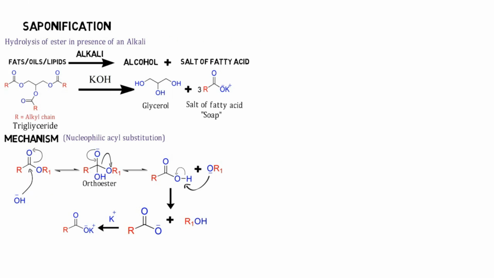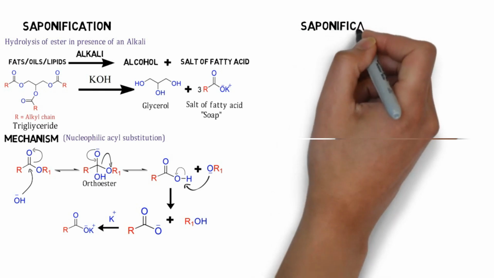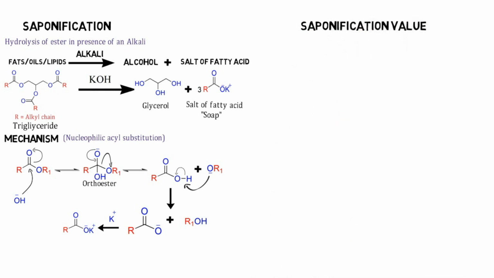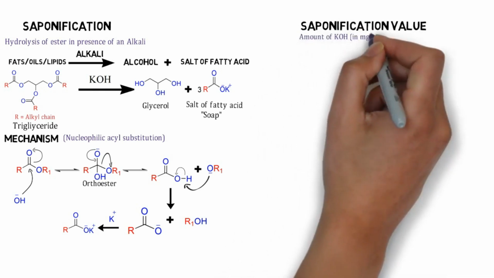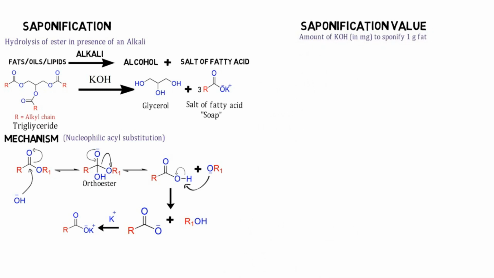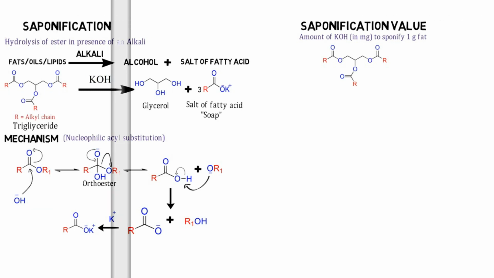Now let us see what is meant by saponification number or saponification value. It is defined as the amount of potassium hydroxide in milligrams needed to saponify 1 gram of fat. As we know, fats are triglycerides. Triglycerides differ from each other as different fatty acids are attached to them. That is why every fat has its specific saponification value.